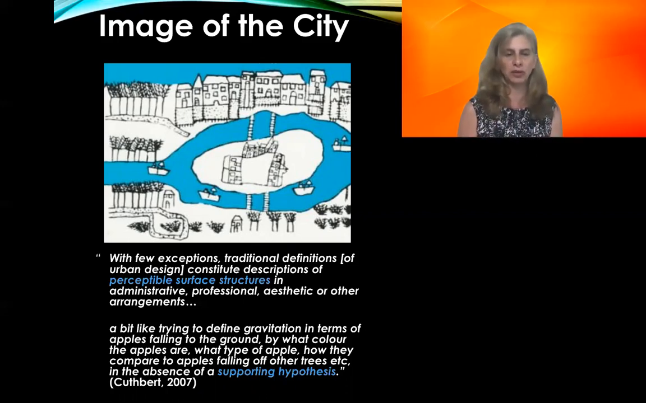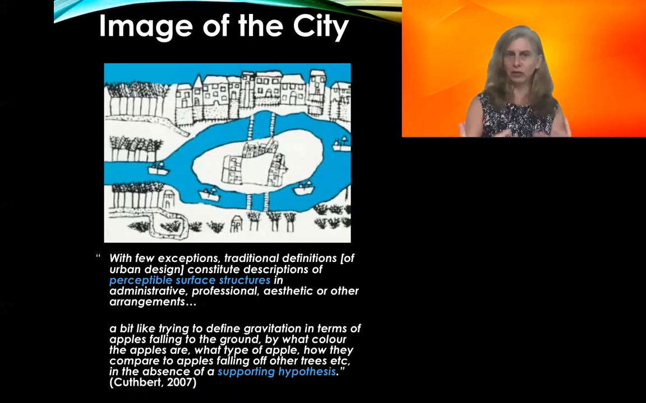So I'm just going to start with this quote by an urban analyst, Cuthbert. He writes, with few exceptions, traditional definitions of urban design constitute descriptions of perceptible surface structures in administrative, professional, aesthetic, or other arrangements. A bit like trying to define gravitation in terms of apples falling to the ground by what color the apples are, what type of apple, how they compare to apples falling off other trees, in the absence of a supporting hypothesis.